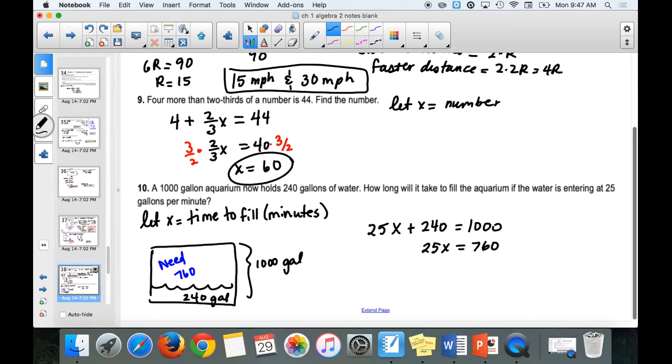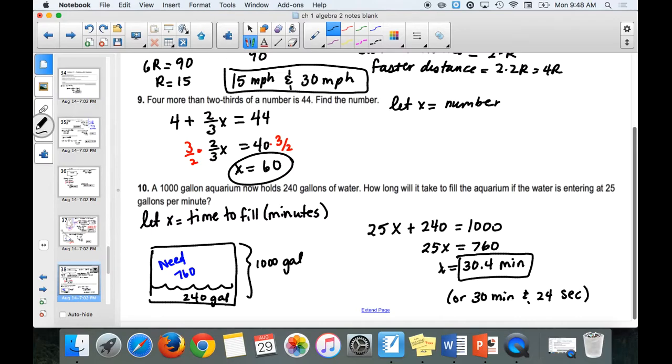So when you divide by 25, we get x equals 30.4. So 30.4 minutes. What if I asked you how many minutes and how many seconds? What would you do to get the number of seconds? Yeah, take just the 0.4 part and multiply by 60, and you get 24. So you could say 30 minutes and 24 seconds, right? Because 0.4 minutes, in order to find how many seconds it is, you multiply by 60 seconds.